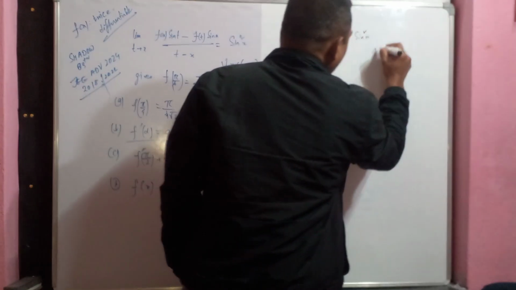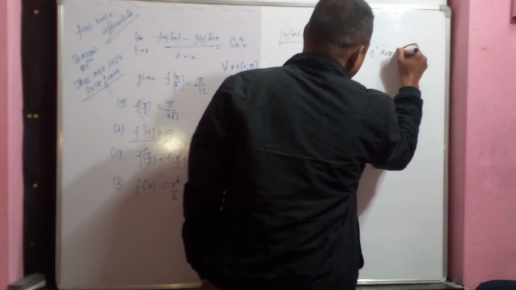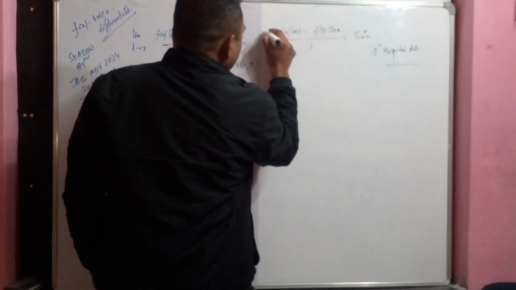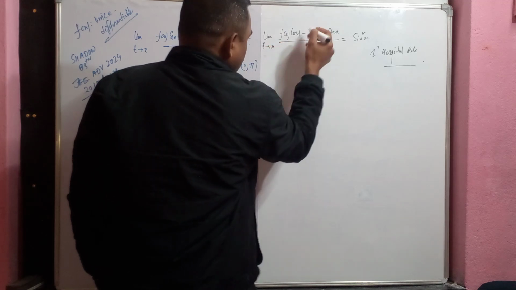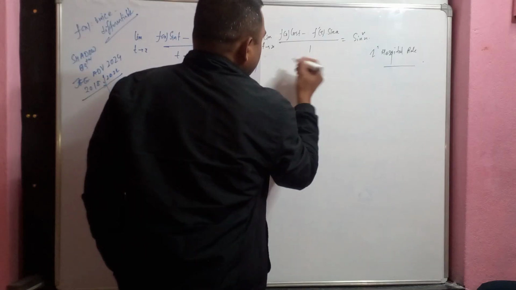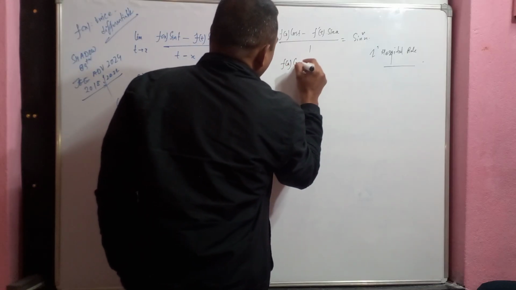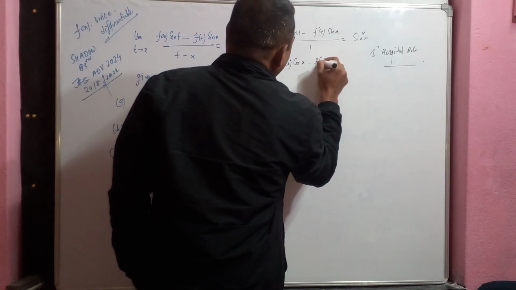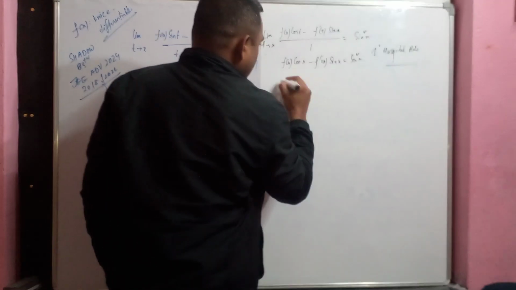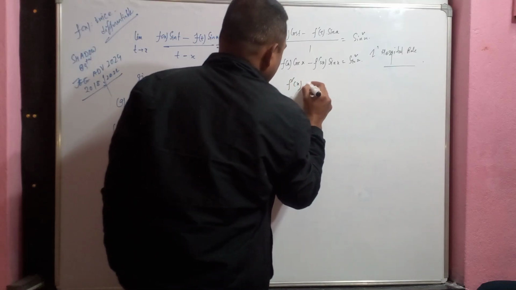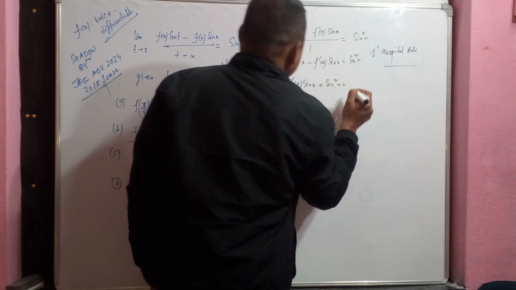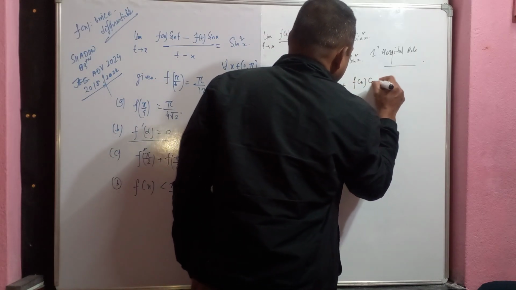When you use L'Hospital's rule here, because the limit is already of 0 by 0 form, you can easily do the differentiation. After doing differentiation, f(x) cos x minus f'(x) sin x equals sin square x. Now f'(x) sin x plus sin square x equals f(x) cos x.